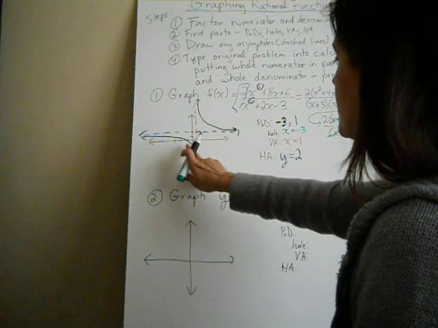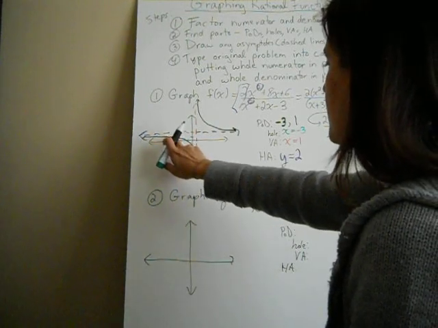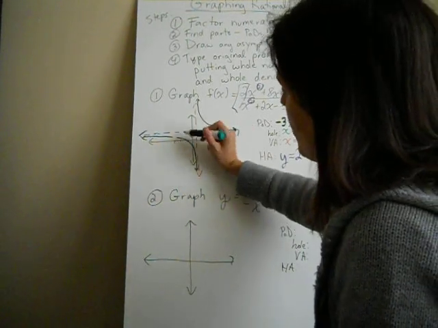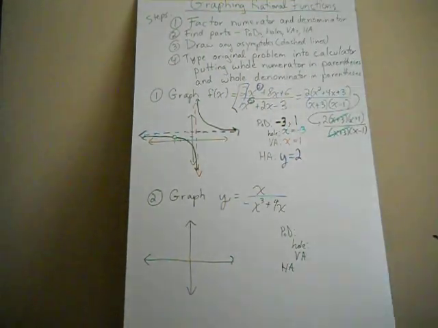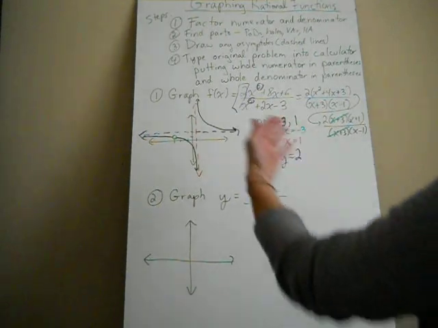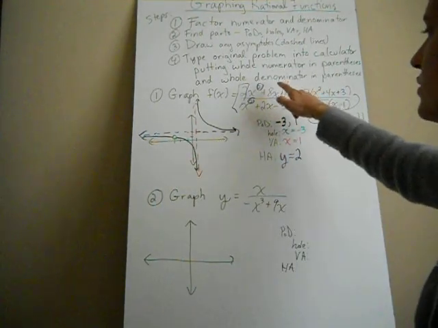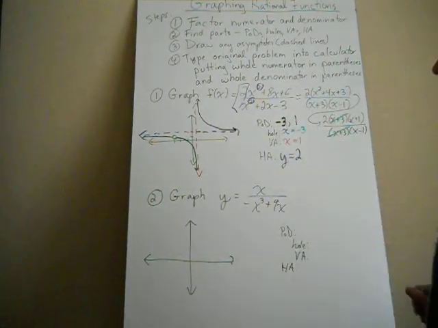So what you have to do is go over to where x is negative 3, and on the curve you're going to put a little open circle to represent your hole. And that is the rough sketch of this function with all important parts considered. Okay, example 2.